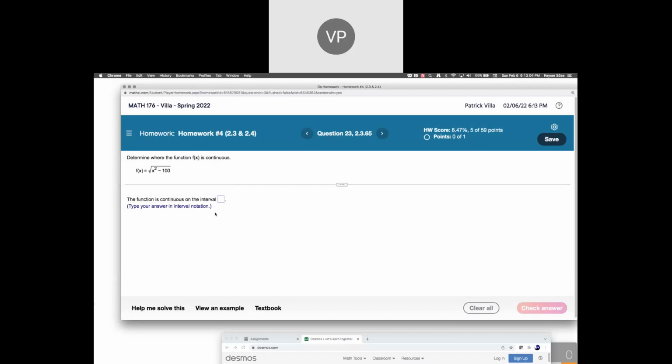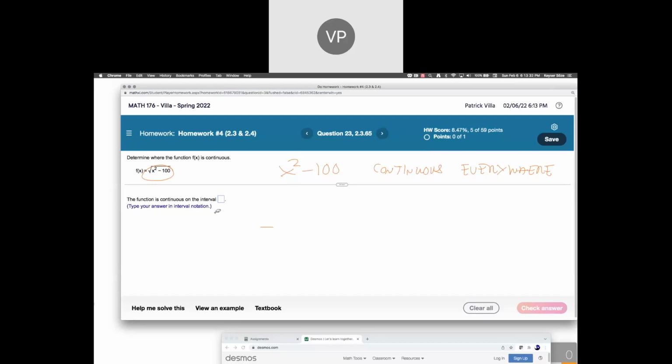Okay, number 23. Here, f of x equals the square root of x squared minus 100. Now remember, start with the inside. That right there is continuous everywhere, because it's a regular polynomial. It doesn't matter if it's a negative. It's continuous. Remember drawing the graph without lifting up your pencil.